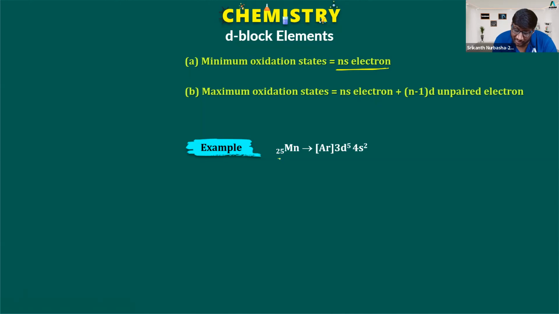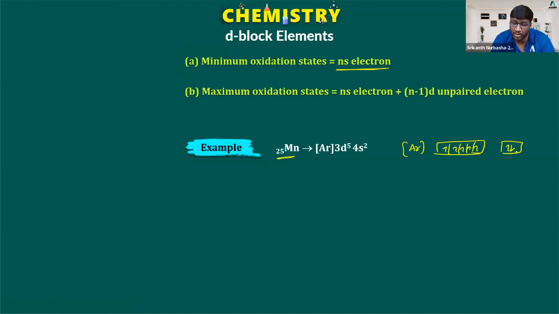Look at manganese. What is the electronic configuration of manganese? Argon 3d5 4s2, write it down. Argon 3d5 means each d orbital gets one electron, and 4s2 means 2 electrons in the 4s atomic orbital. So what is the minimum oxidation state of manganese?